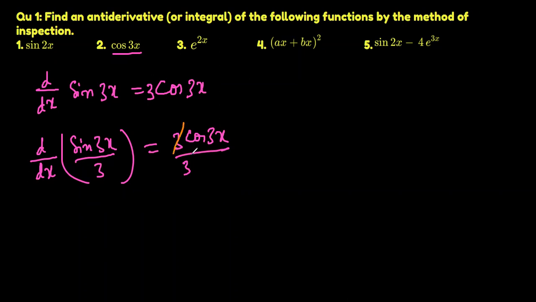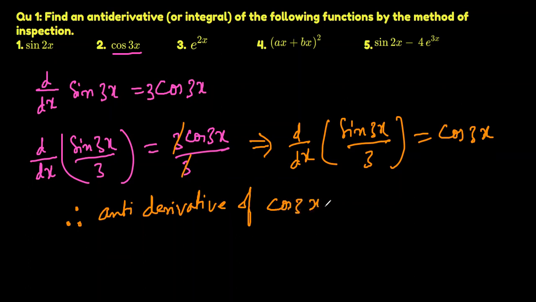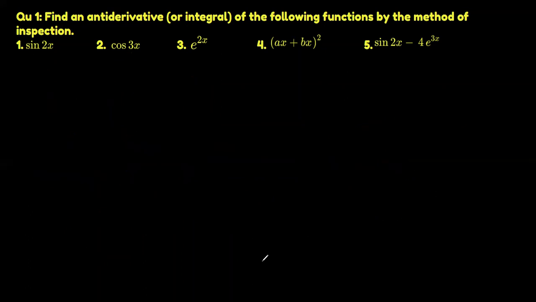This 3 and 3 should get canceled. So we get the derivative of sine 3x by 3 equal to cos 3x. Can we write this clearly? This implies the derivative of sine 3x divided by 3 is equal to cos 3x. Now can we say, therefore, the antiderivative of cos 3x is sine 3x divided by 3. So part 2 is also done.